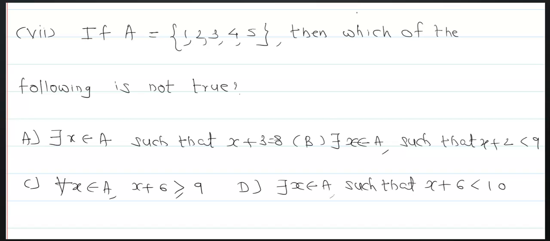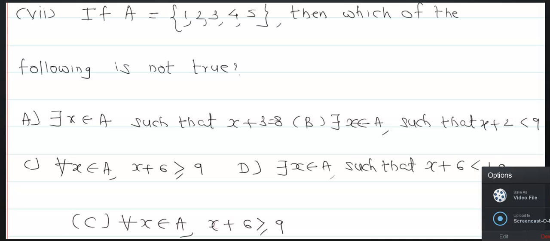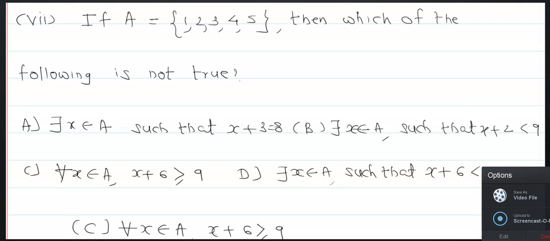There exists... We'll check it all. And option C is the correct one. That is, for every X belongs to A, X plus 6 is greater than or equal to 9. This is not true for every X. If we take X equal to 1, then it is not possible, and hence option C is not true. Hence C is the correct one.